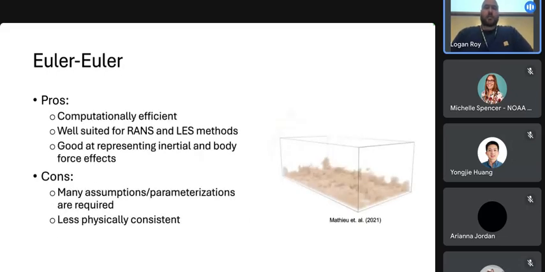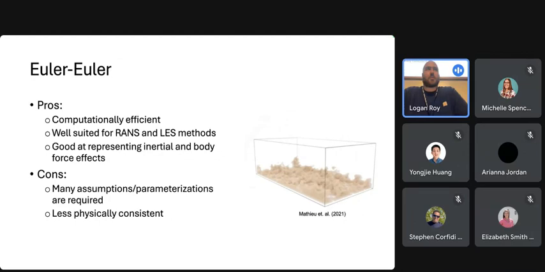So that leads us to the last one I'll do pros and cons of, the Euler-Euler method. So this one, the big claim to fame is it is computationally efficient. You can simulate a lot of particles, you can simulate a big volume, and you don't have to worry about running out of computational power or having to make some dramatic changes to what you're simulating or how you're going to do it. It's particularly well suited for RANS and LES, not altogether surprising given that those are modeling approaches that themselves focus on computational efficiency compared to DNS.